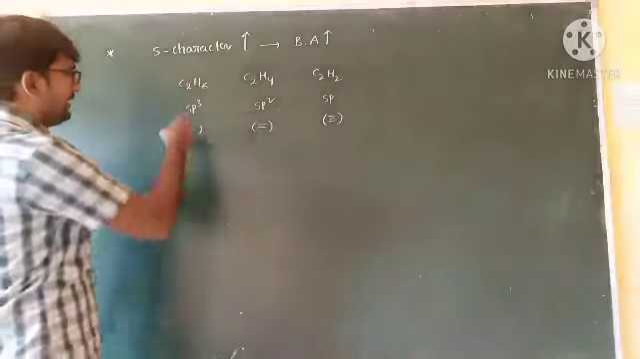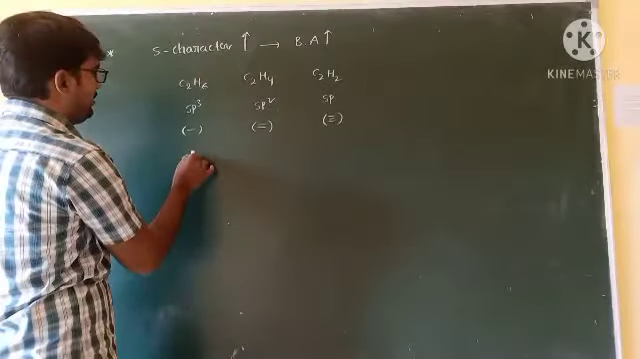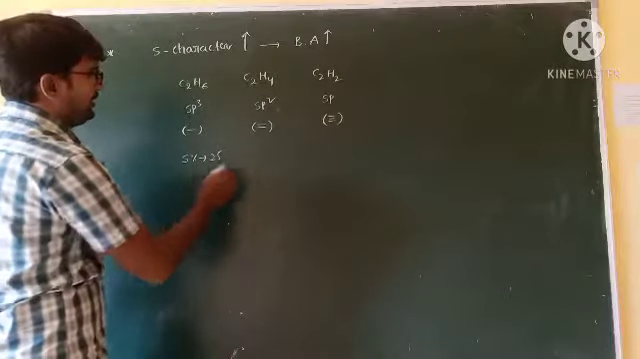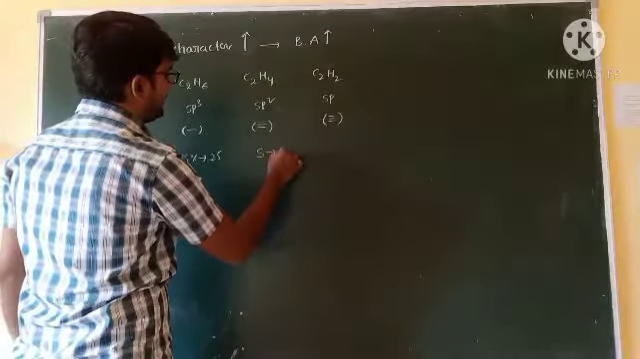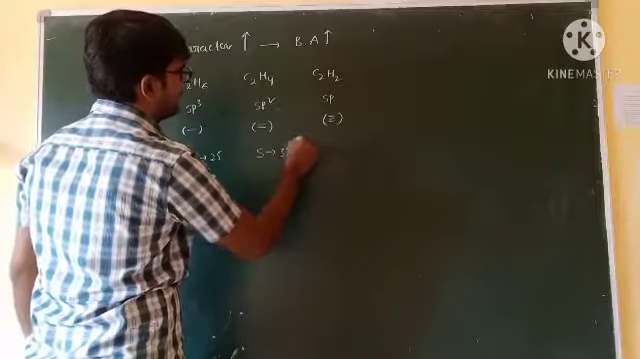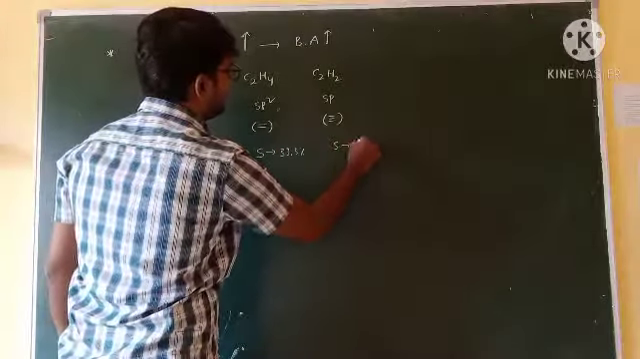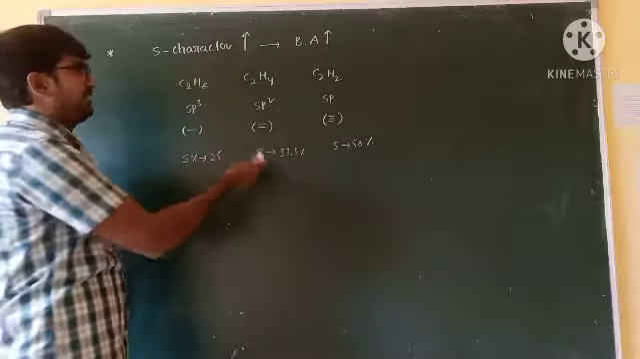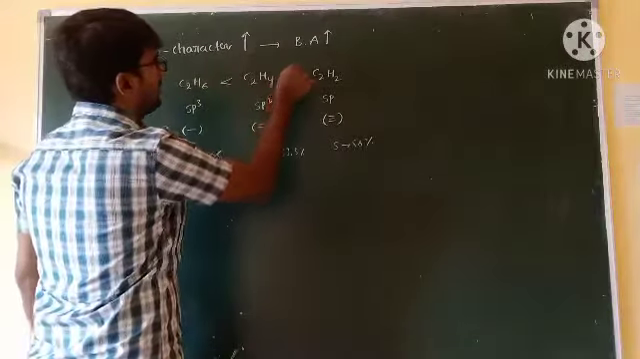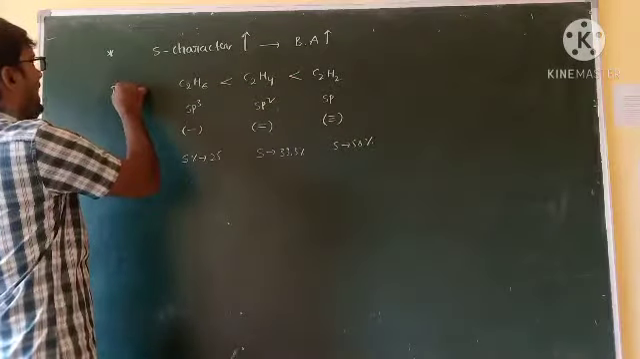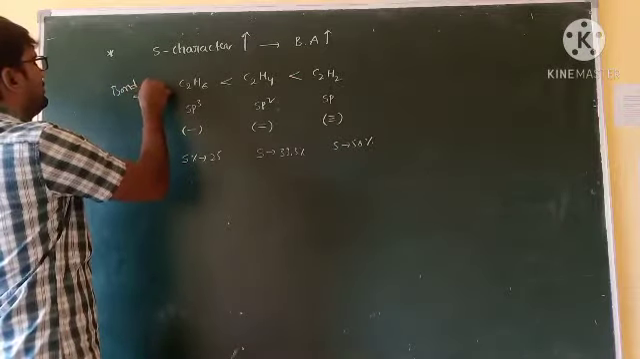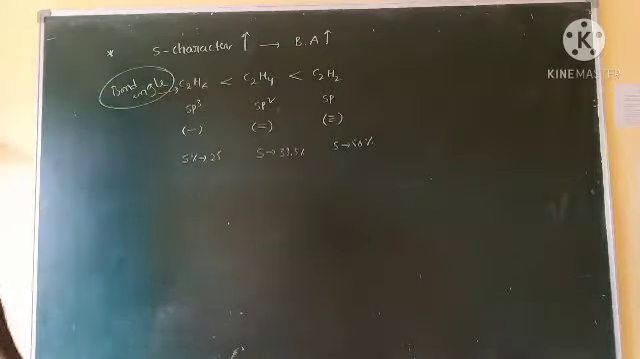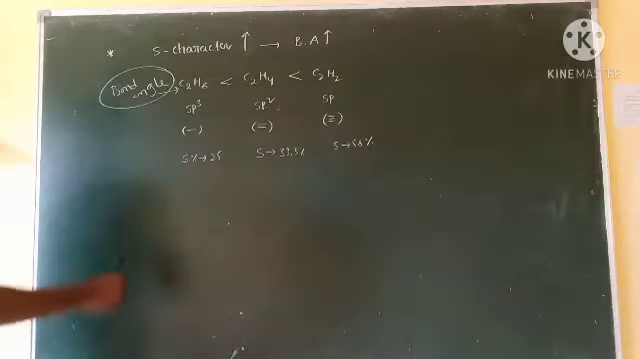So here, what is the s percentage? Here s percentage is 25 only. Here s percentage is 33.3 percent. Here s percentage is 50 percent. So as the s character increases, bond angle also increases. This is the bond angle order. Okay, now next one.